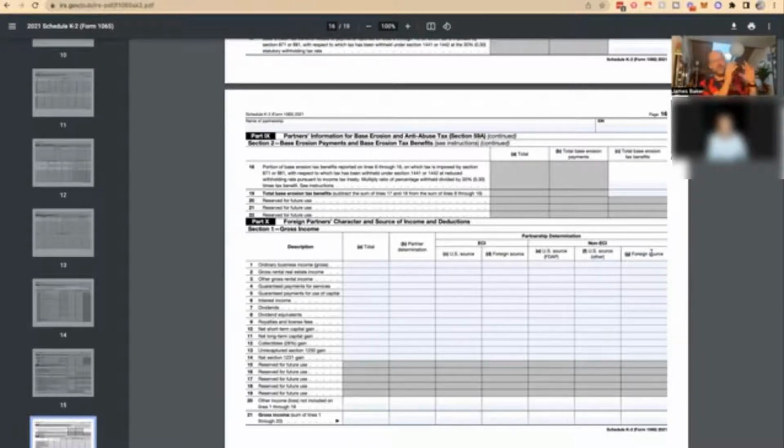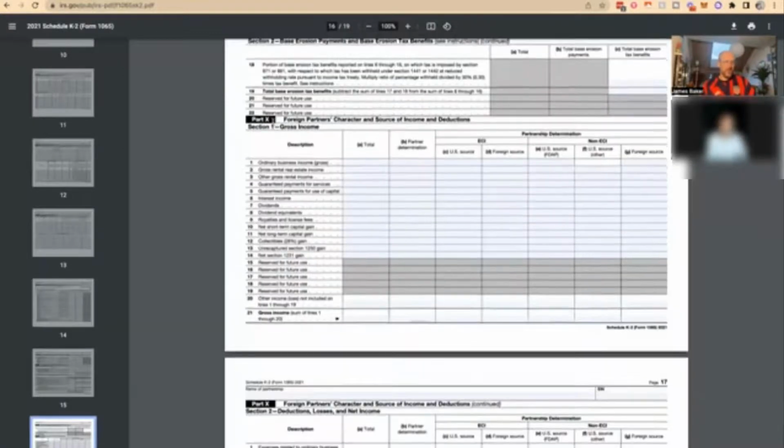There's the U.S. trade or business, and then there's the sourcing of the income. And the sourcing is based on where the service is being delivered, also blended with where the ultimate buyer is. So if it's a service, it's where the service is being performed. But if it's a product, it's where it's being delivered. So you can have non-ECI U.S. source income and not be subject to income taxes.